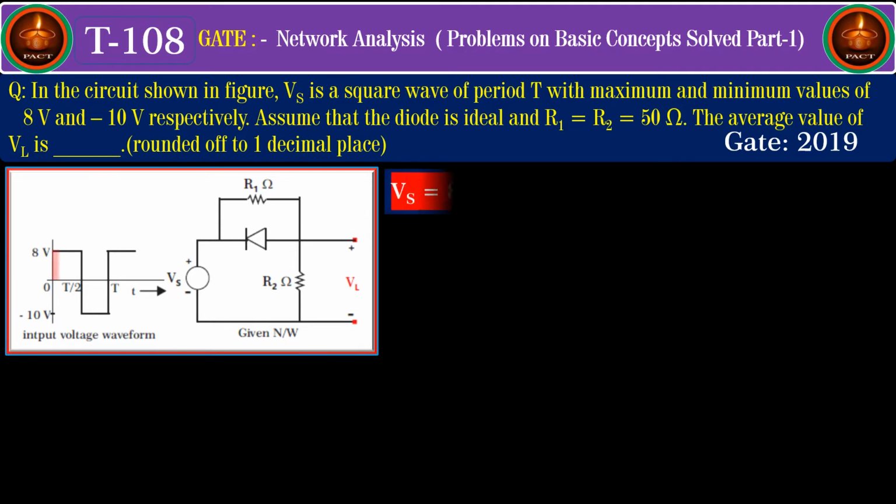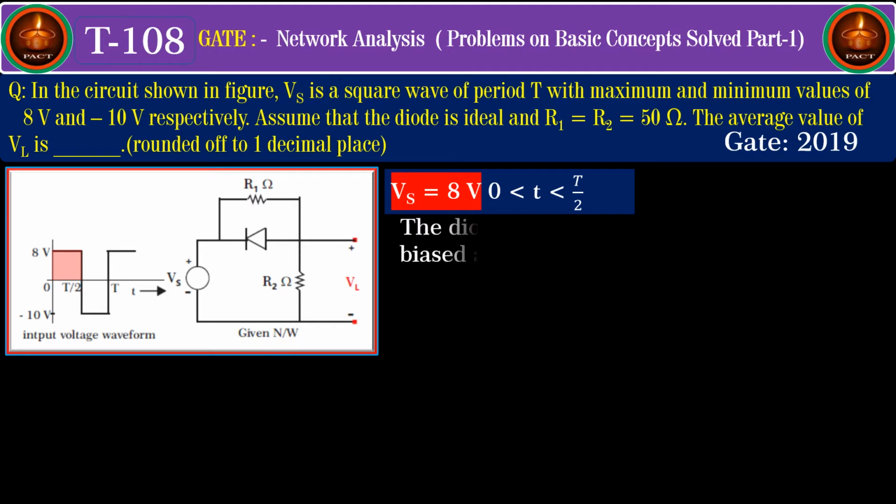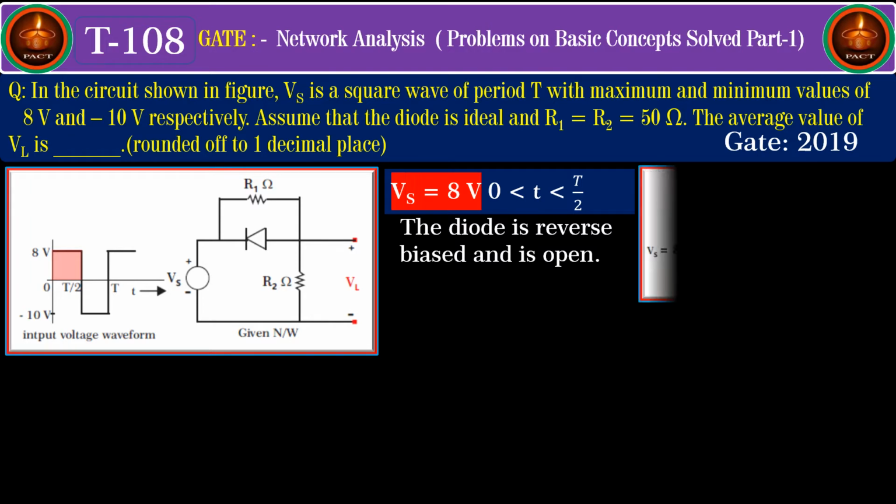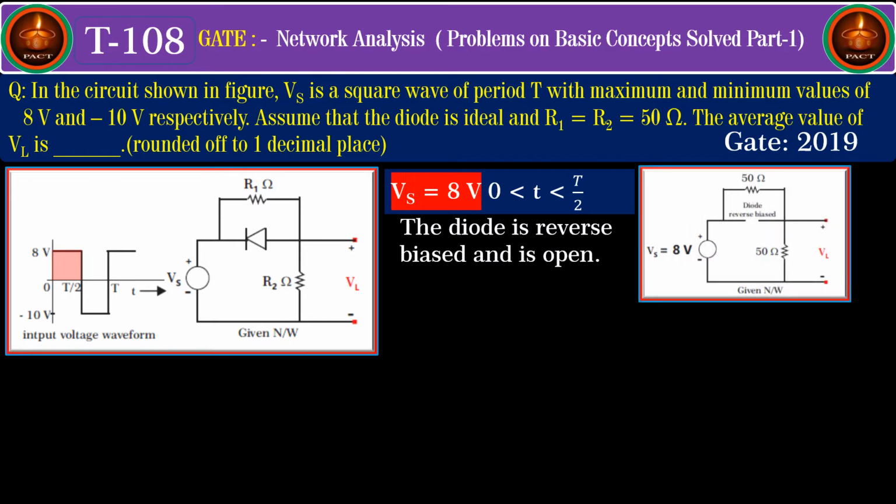Let's proceed ahead. You see that for the time period between 0 to T by 2, the input voltage is plus 8 volts. Once the input voltage is plus 8 volts, you see that the diode is reverse biased and is open. So, by opening the diode, the circuit drawn is shown here. As a result of the diode being open, you find that the input voltage of 8 volts appears across the series combination of two resistances of 50 ohm.